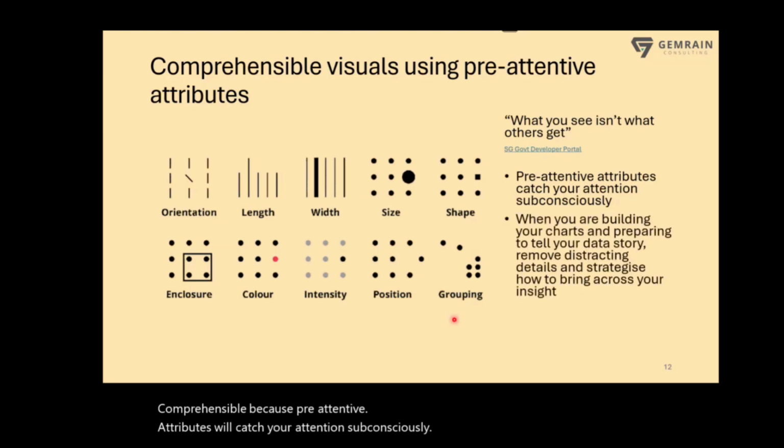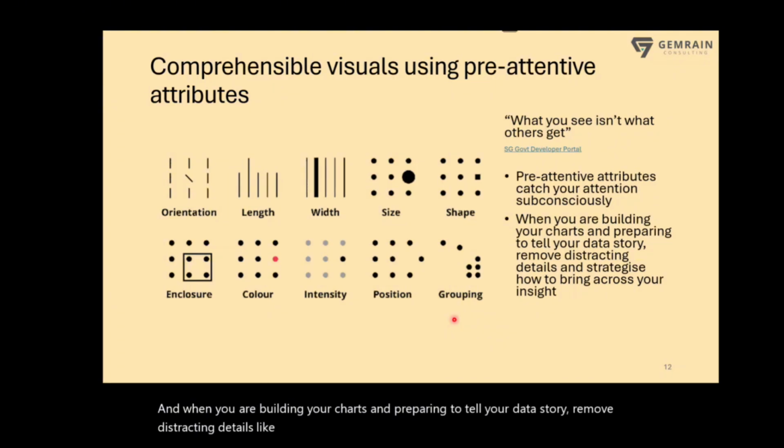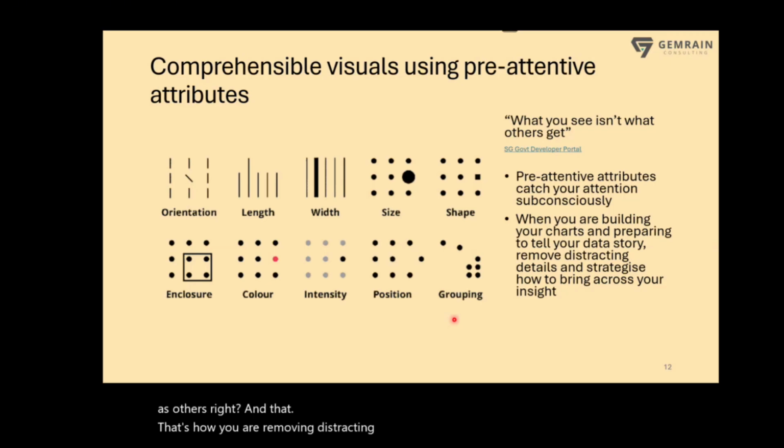And when you are building your charts and preparing to tell your data story, remove distracting details. For example, instead of showing A to K, just show A to E, and then group the rest as others. That's how you remove distracting details and strategize how to bring across your insight.